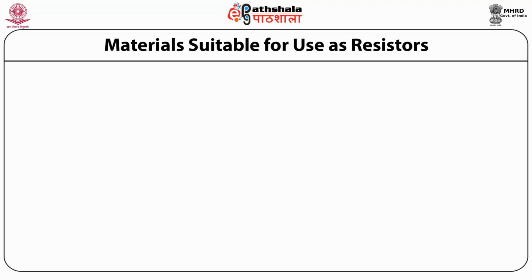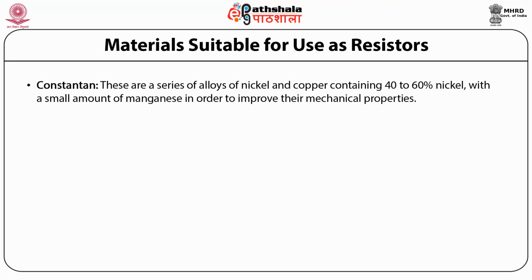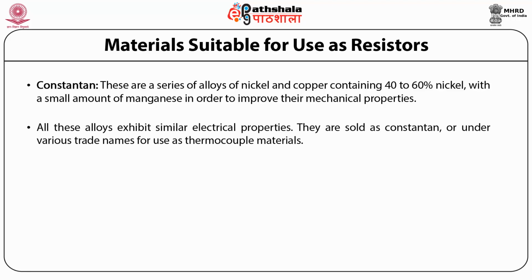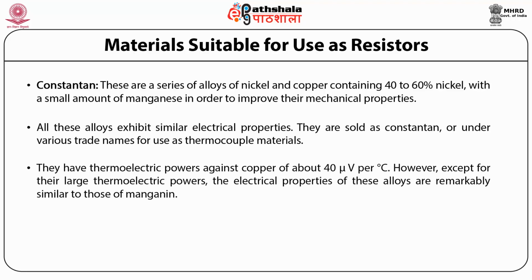The second material used for resistors is constantan. These are basically a series of alloys of nickel and copper containing 40 to 60% nickel with a small amount of manganese in order to improve their mechanical properties. All these alloys exhibit similar electrical properties. They are sold as constantan or under various trade names for use as thermocouple materials. They have thermoelectric powers against copper of about 40 microvolt per degree Celsius.